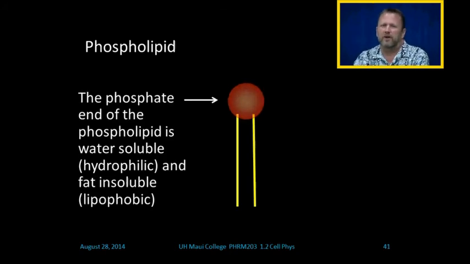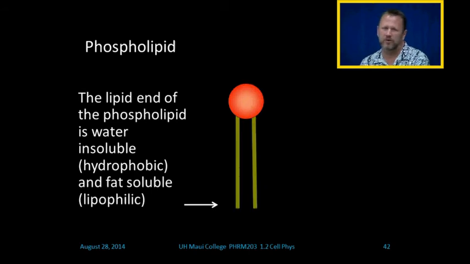All right, here's the fun with phospholipids. The phosphate end of the phospholipid is very water-soluble, and in this class we call that hydrophilic, water-loving, or you can call it lipophobic, fat-insoluble, fat-hating. Right? So the phosphate end is very water-soluble. And the lipid end, of course, is very fat-soluble and avoids water. And so this is the key to phospholipids. This is the key to detergents as well.